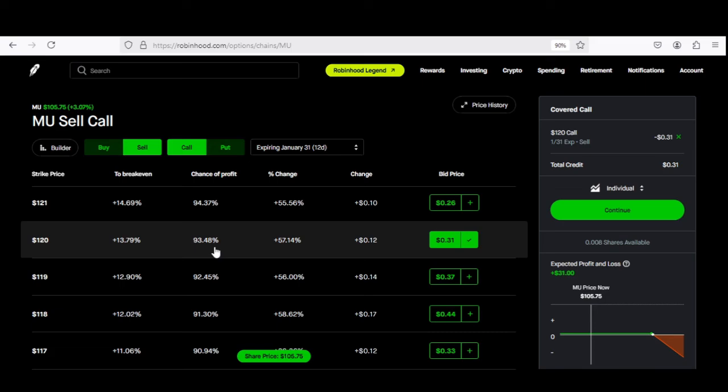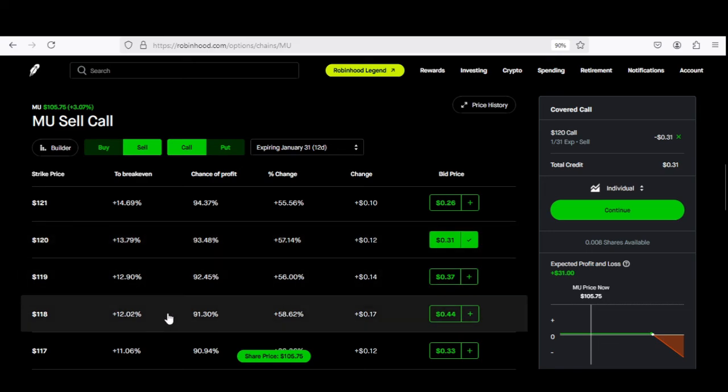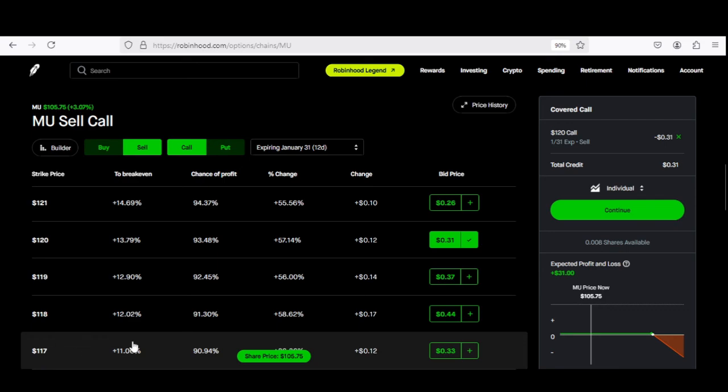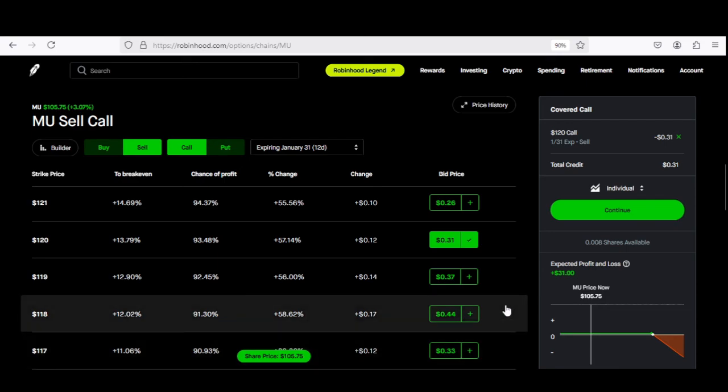The first way I benefited is because I received a premium. The premium I received was $31. Now, because I chose a very high chance of profitability, my premium was very low. I could have very well gone down and chosen a 117 strike and received around $33, which is a bit more, not much, but a bit more.